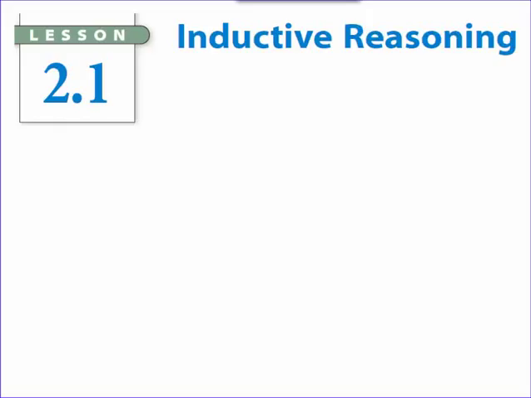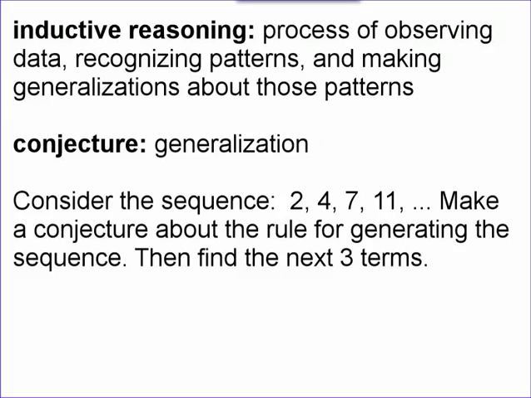So today we're going to talk about inductive reasoning, which is the process of observing data, recognizing patterns, and making generalizations about those patterns. And then we have a conjecture. Now, a lot of people make conjectures, especially when they think about ball games, sports. If you have an undefeated team, a team with a record of 3-0, and they're playing a team that's 0-3, what do you think is going to happen?